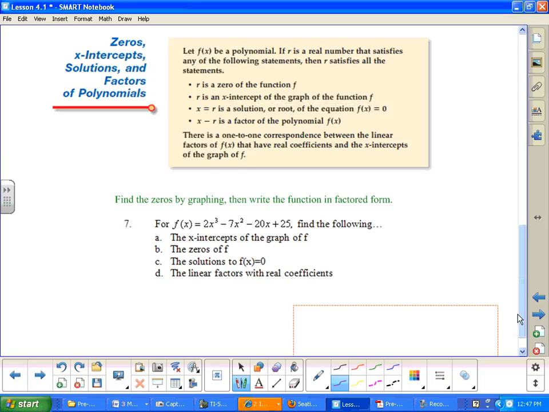Here's just a reminder that zeros, x-intercepts, solutions to an equation, and factors of polynomials are all related. They all refer to either the factors or they refer to the zeros of a polynomial. Number 7, is this one you did too? Okay. It says find the zeros by graphing, then write the function in factored form. So if we know what the zeros are, then all I have to do is take those and use the opposite and write it in factored form. All right, so let's take a look at that here.